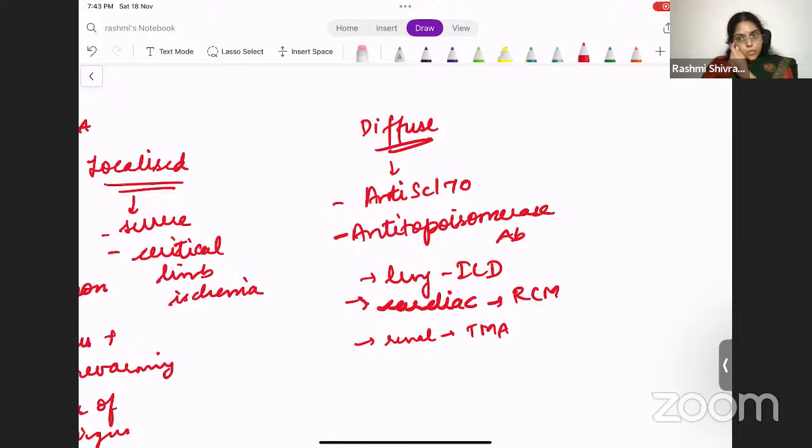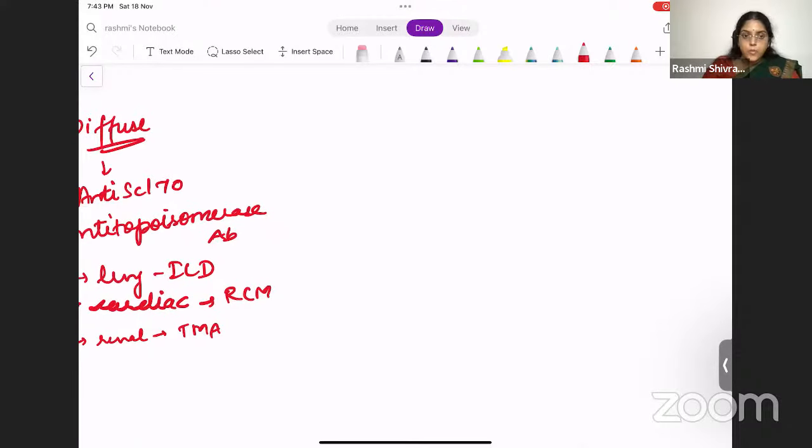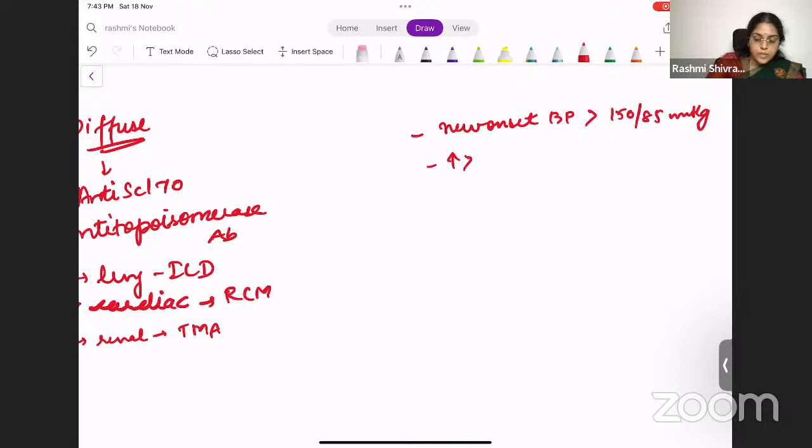So what were we discussing about scleroderma renal crisis? How do you diagnose scleroderma renal crisis? When the patient has a new onset BP of more than 150 by 85 millimeters mercury, or more than 20 millimeters mercury increase from usual, and they have an AKI.